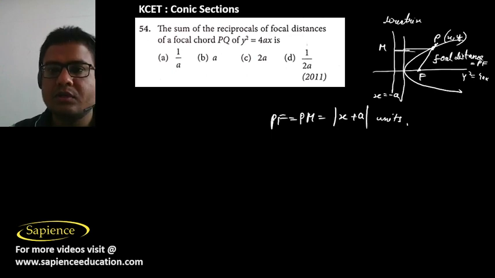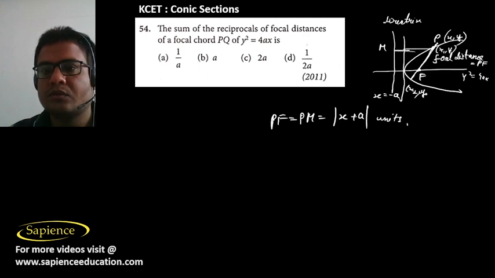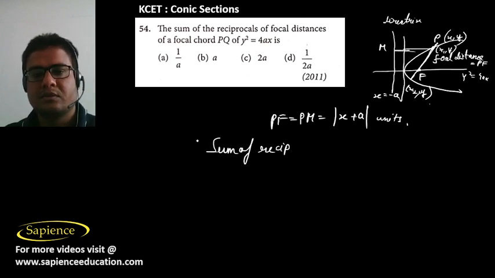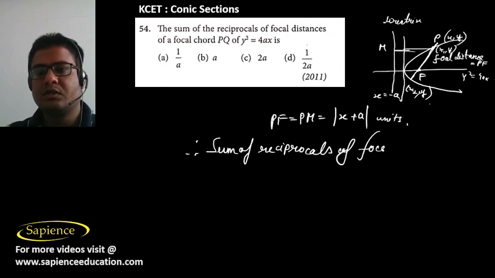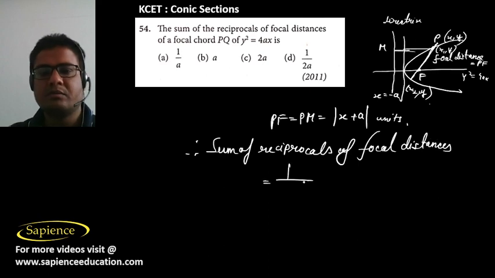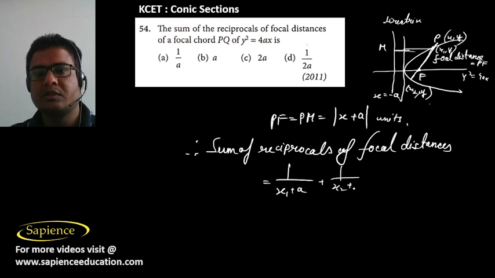So suppose the focal chord will cut the parabola at the points x1, y1 and x2, y2. Then the sum of the reciprocals of the focal distances will be equal to 1 by x1 plus a plus 1 by x2 plus a.